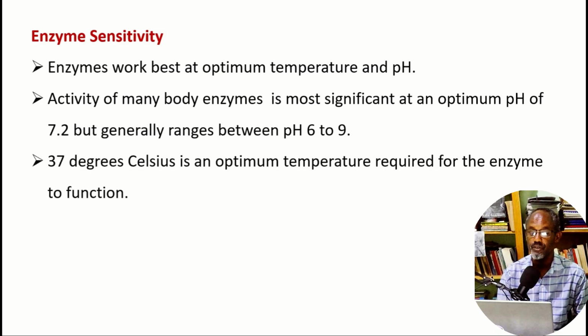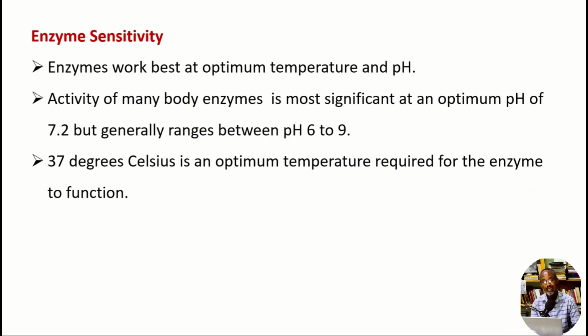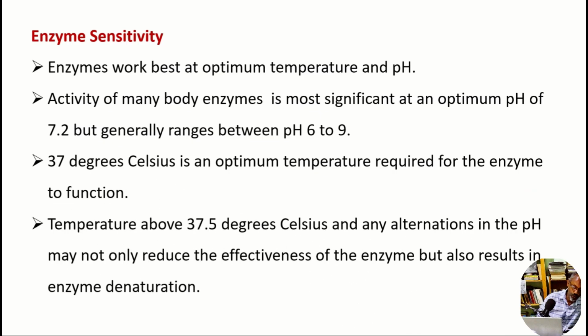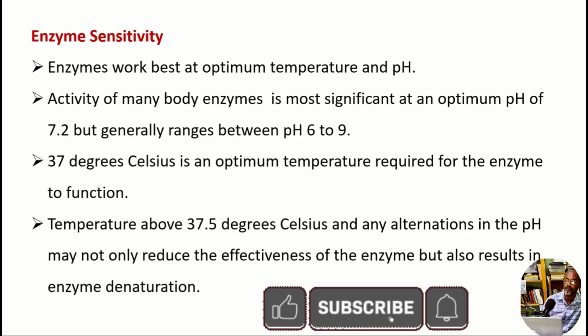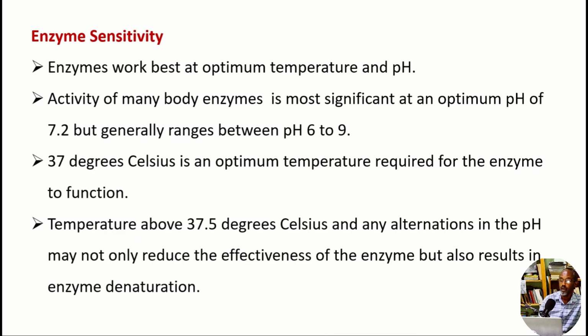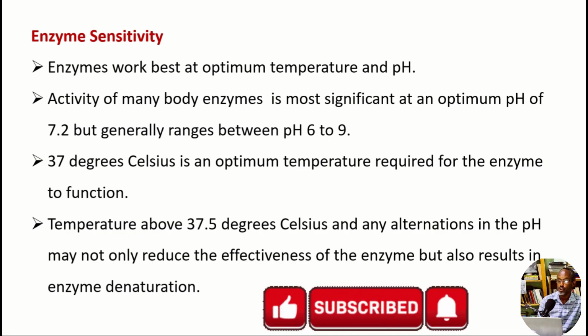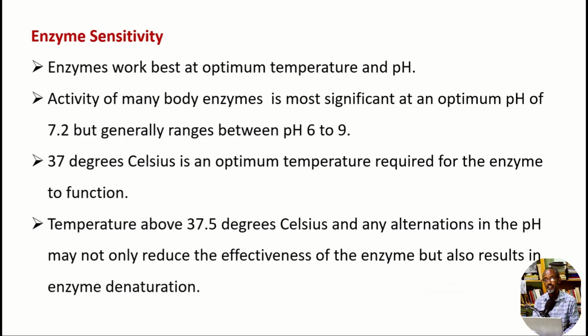As far as temperature is concerned, the optimum temperature is around 37 or 37.5 degrees Celsius, of course, for humans. This is human enzyme activity. Temperature above 37.5 degrees Celsius and any alteration in pH may not only reduce the effectiveness of the enzyme, but also result in enzyme denaturation. Yes, denaturing agents, pH change and temperature change from the optimum. Therefore, enzyme sensitivity can be seen. They can lose their chemical properties. The normal chemical property can be lost because of these changes, pH change and temperature change.